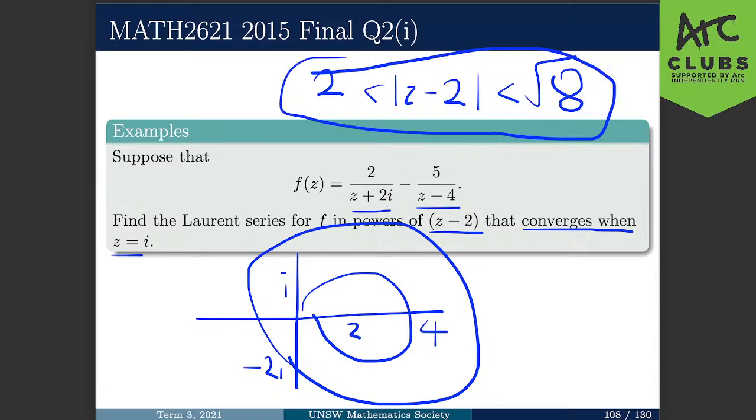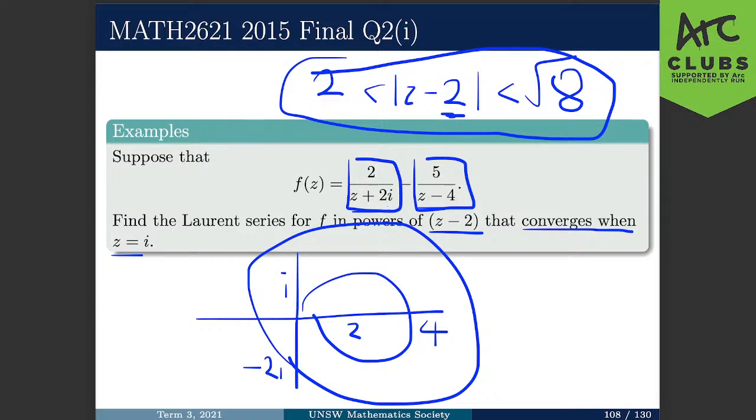Once again, we're doing the same thing as in the previous question, where I'm trying to manipulate these two fractions so that first of all they are centered at 2. I want to make sure they are centered at 2. And secondly, when I convert them into the sum, I make sure that each of the common ratios is something that is less than 1 inside this region.